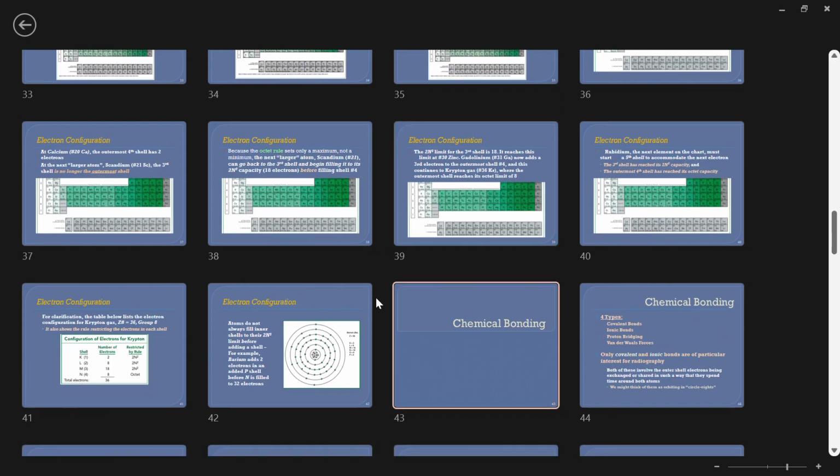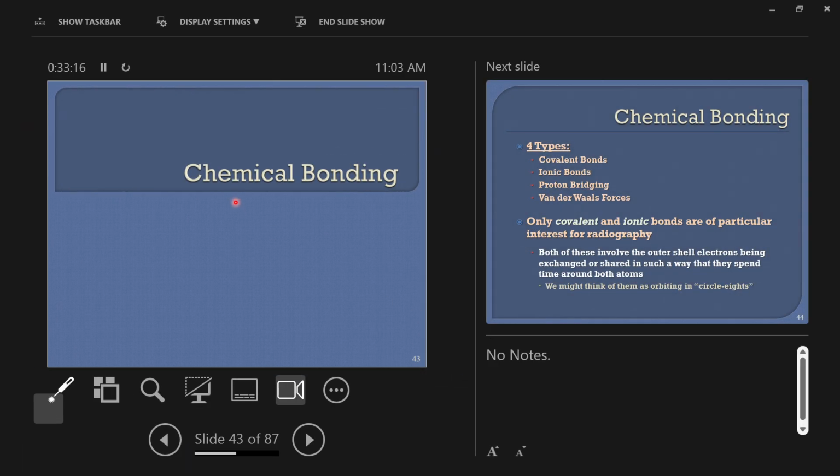That does a good job of explaining electron configurations. So let's now talk about, we've done a good job with that. We're about halfway through the notes, so I just don't know that I'm going to get it all today, but let's do our best. Now we need to talk about chemical bonds.